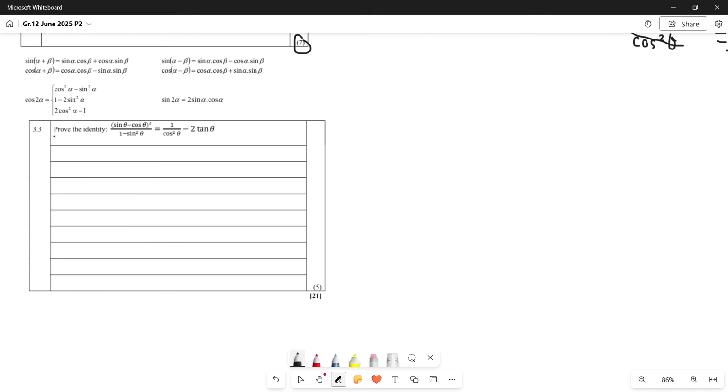Cool. And then the final question for this section, 3.3. It says prove the identity: sine theta minus cos theta, squared, over 1 minus sine squared theta, equals 1 over cos squared theta minus 2 tan theta. So this is 5 marks here.